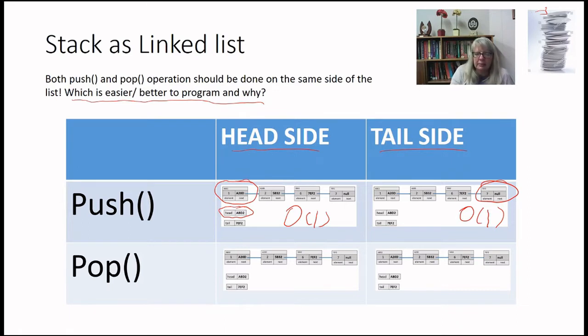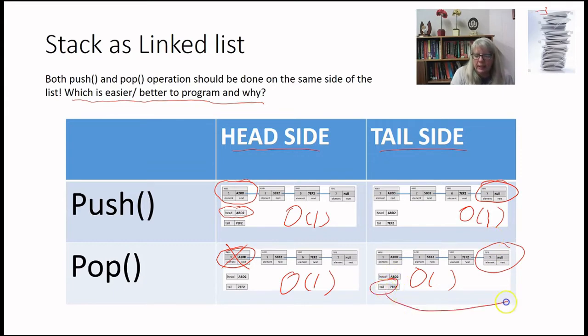Let's think about pop. Pop means remove the element. I'm going to remove that element. My question to you is, order what? Do I need to traverse the entire list to do this? No, I can simply remove the head. But if I have to remove the tail, if I go directly there and remove it, there's something else I have to do.